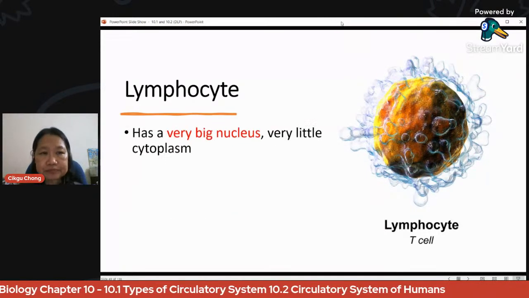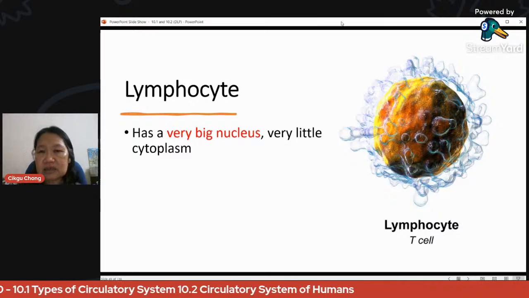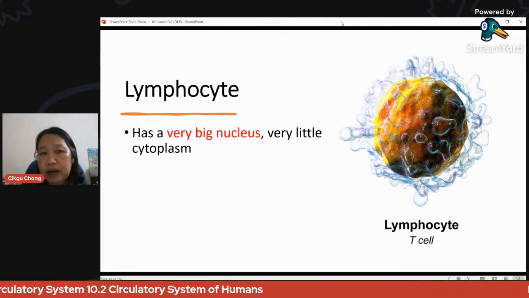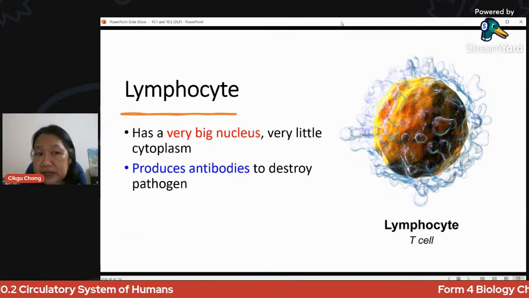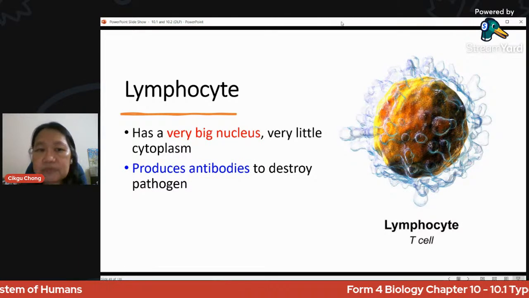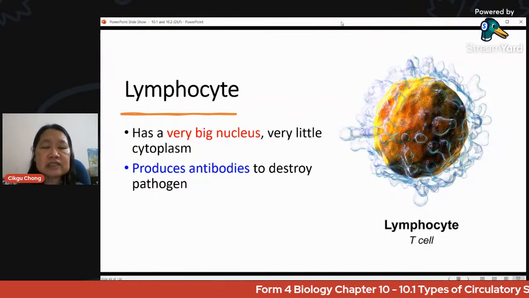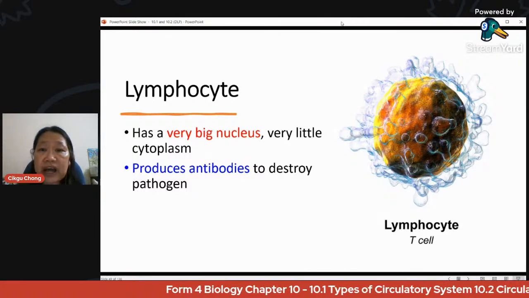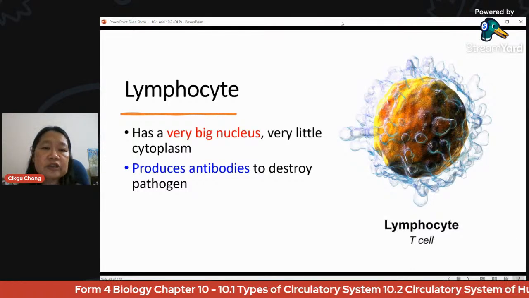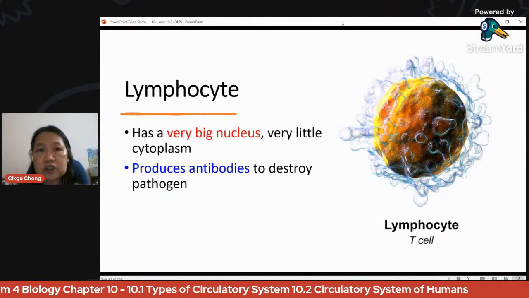So lymphocyte has a very big nucleus. The cytoplasm is very little because it is already occupied by the nucleus, most of the space. It produces antibodies. This one you must remember. Lymphocyte produces a substance called antibodies, and it has the function of destroying pathogens, not eating them up.